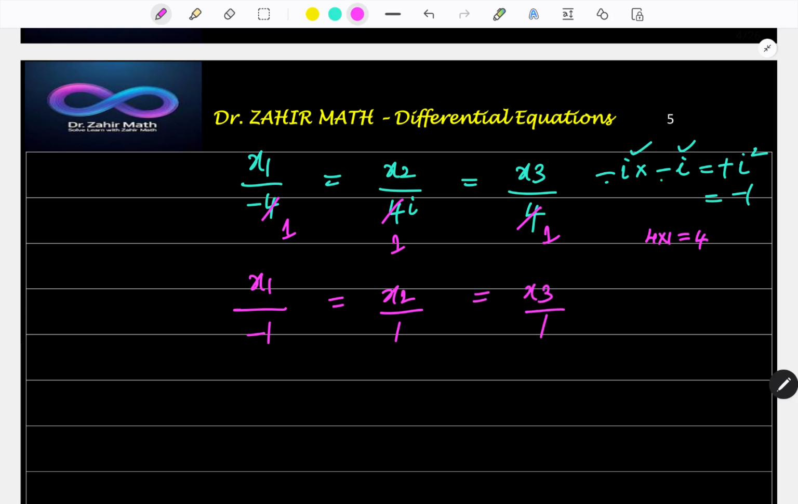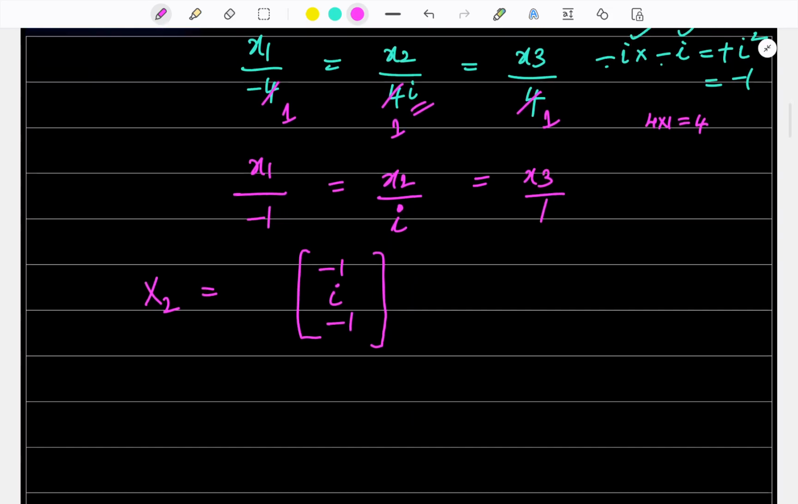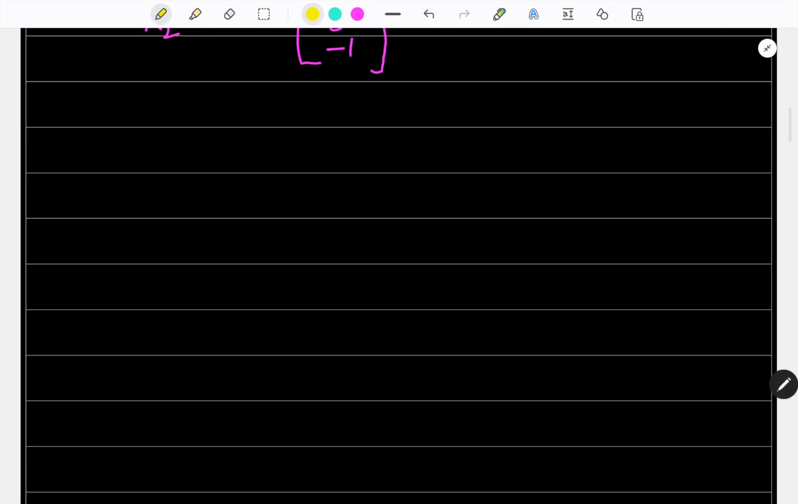So what is your, sorry, this is not plus 1, this is i. So what is your vector? Sorry, this is i because there is an i here, right? So what is your second vector? Capital X2 equals minus 1, i and then minus 1. Right? Is it clear now? This is the second eigenvector, right? Let me go for case 3.